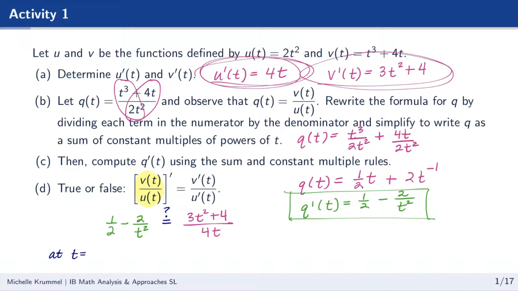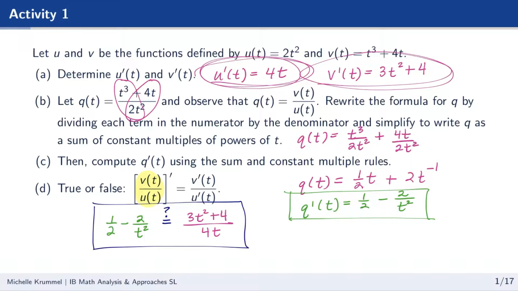At t equals 1, on the left-hand side, we get 1/2 minus 2. And is that equal to the right-hand side? On the right-hand side, when t is 1, we get 3 plus 4, which is 7, over 4 times 1, which is 4. And 1/2 minus 2 is not equal to 7 over 4. So this statement in general is not true. It might be true for some value of t, but it's not true in general. We showed that it's definitely not true when t equals 1.